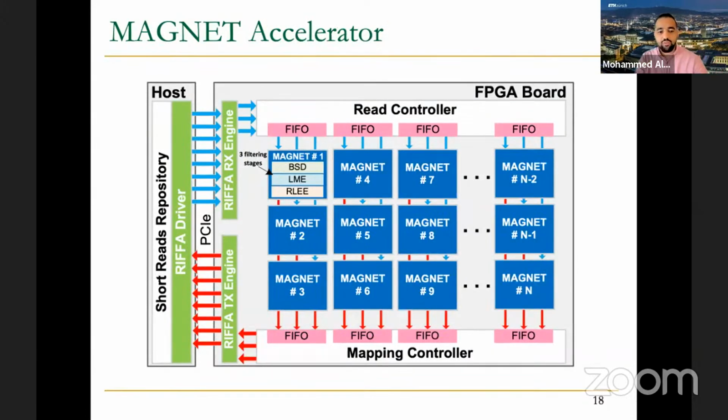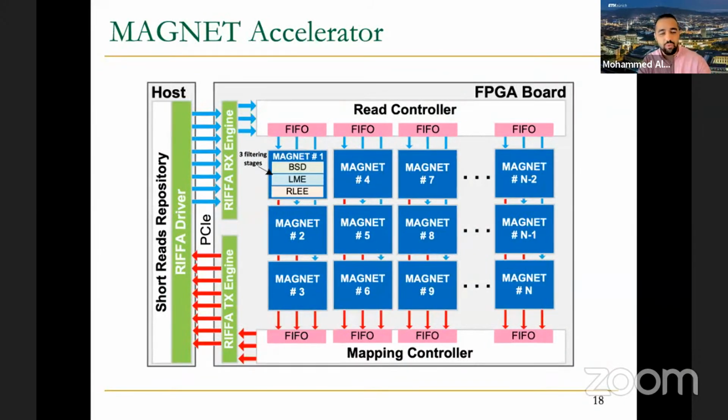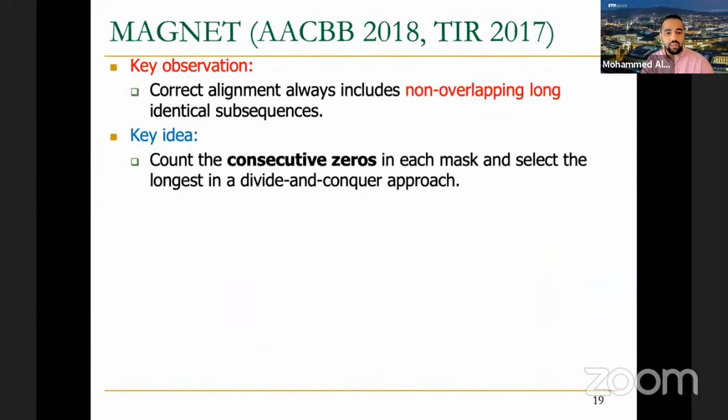We could also have parallelism by having multiple modules solve this problem in parallel. The Verilog code is available online. You can go to the MAGNET repo on GitHub, or you can check it from the paper. You will see the CPU code plus the Verilog code over there, so you can check it, play with it, and maybe get a better algorithm out of it.